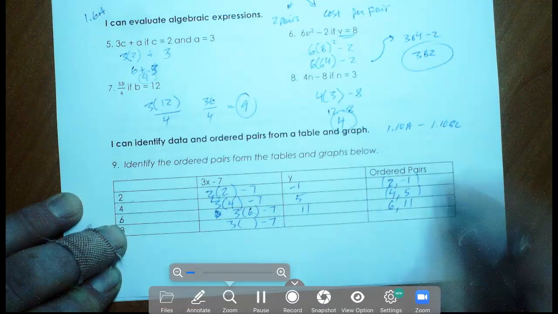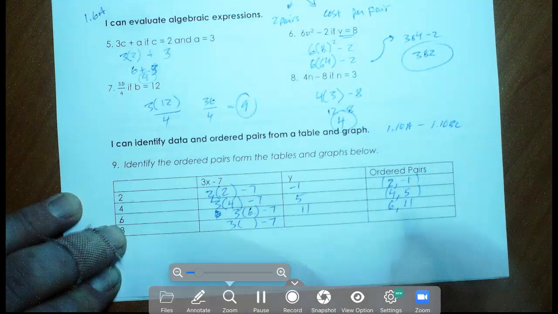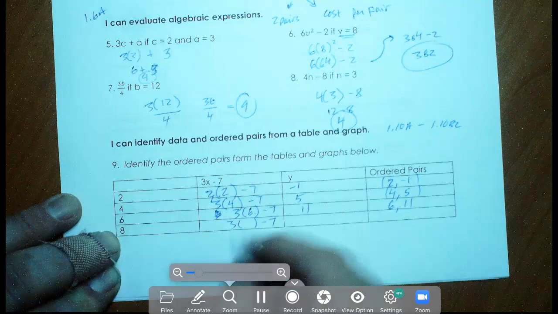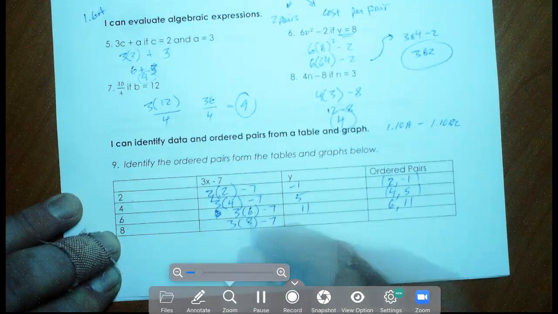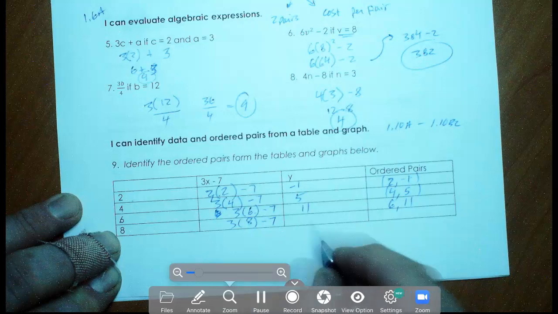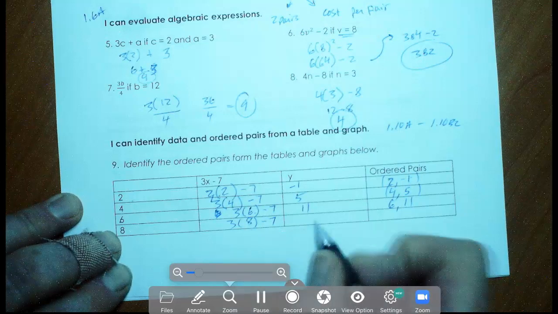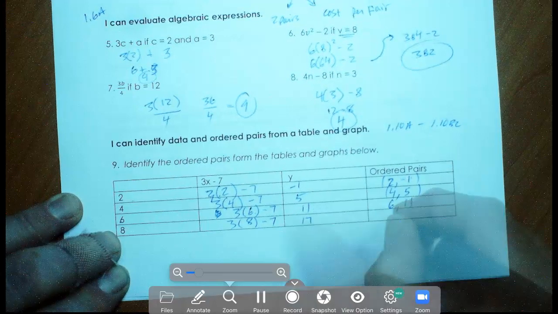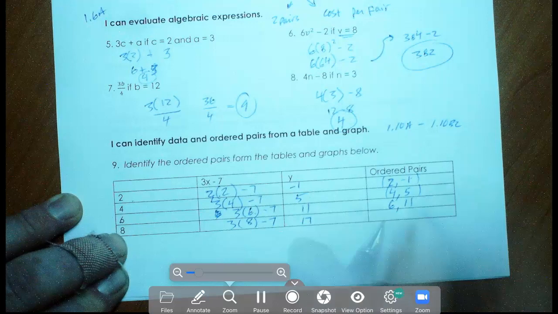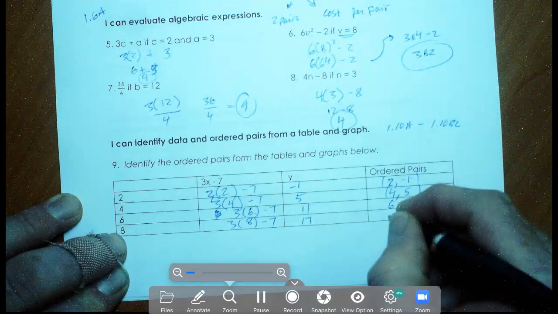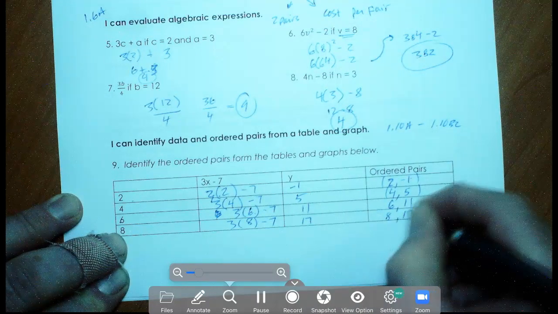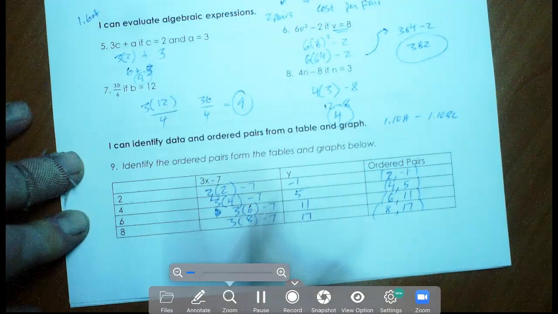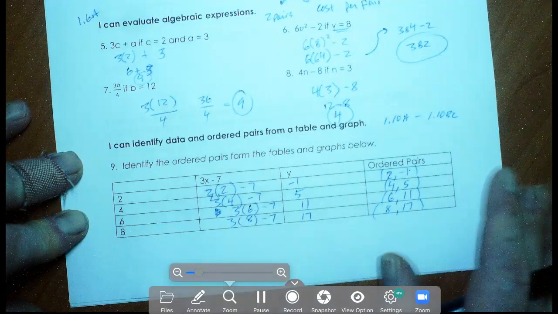Okay, you can kind of see that they're going up by 6 each time. We're not sequential over here. We're skipping every other number there. So let's plug the 8 in. So 3 times 8 is 24. 24 minus 7 is going to be 17. So our ordered pair is 8 and 17. Okay, so I completed that table. So here's your x and your y's. You've got your function here, and here are your ordered pairs.